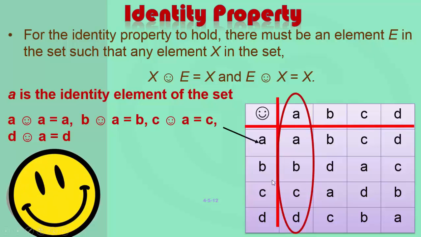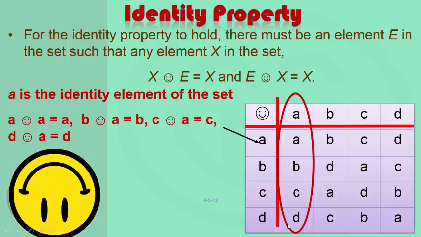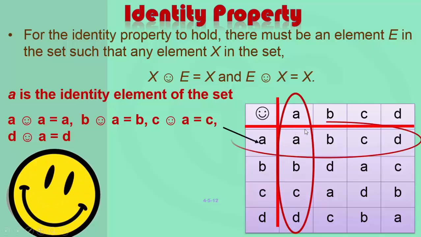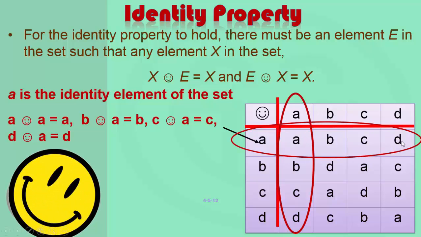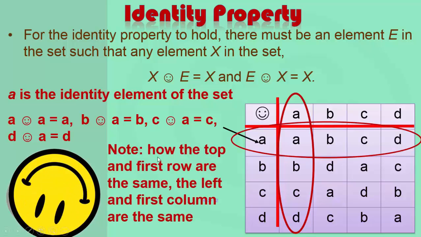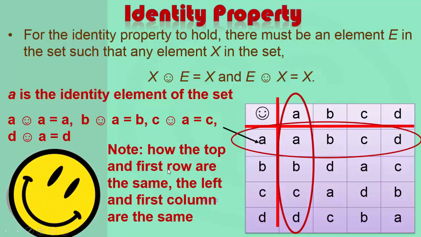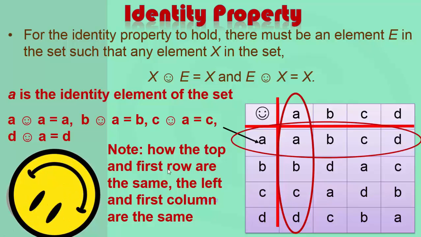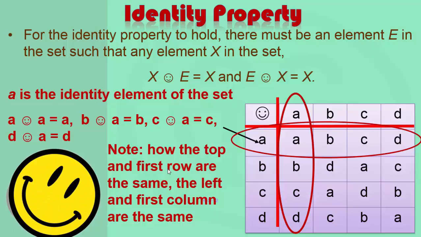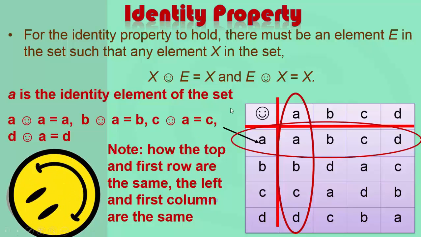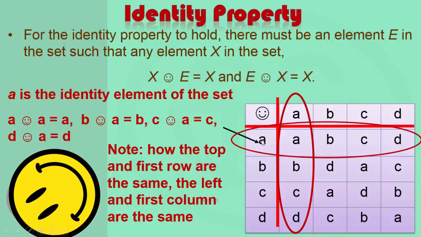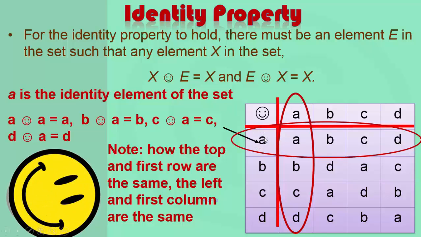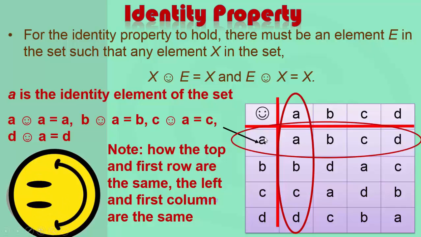Notice how this column and this column are identical. Notice how this row and this row are identical. So we see how the top and the first row are the same, and the left and the first column are the same. This means that A, because A is the one that is on top here and on the side here, is the identity element.